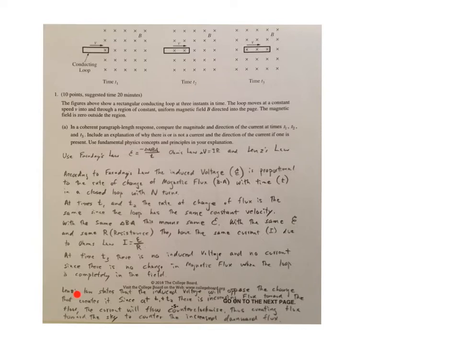Then Lenz's law gives you the direction. You can't say, okay, Lenz's law gives me the direction. I have to say what it is: that the induced voltage will oppose the change that's creating that induced voltage. Well, at times T1 and T2 again, there is the same increasing flux towards the floor. So the current will flow counterclockwise. When the current flows counterclockwise, that creates magnetic flux towards the sky, out of the page, to counter the increased downward flux as a result of the movement of the loop.